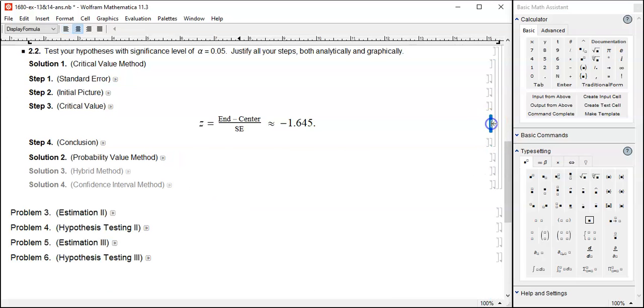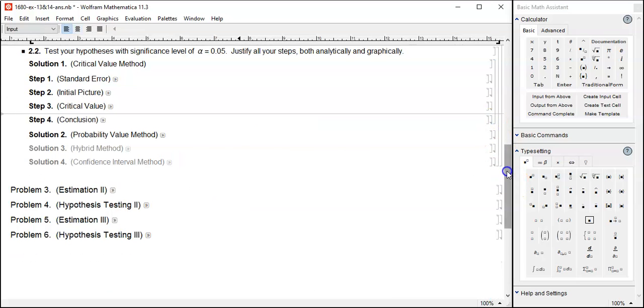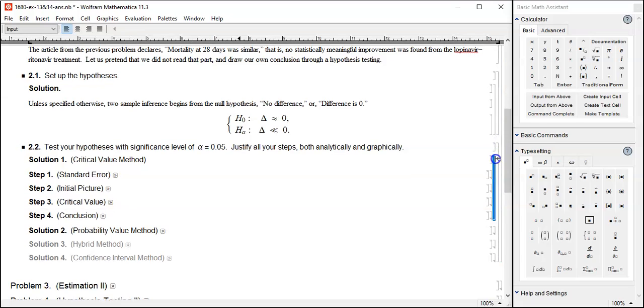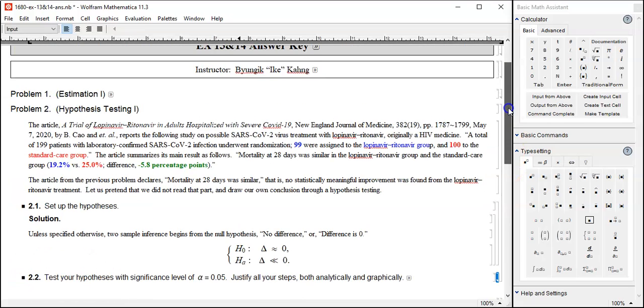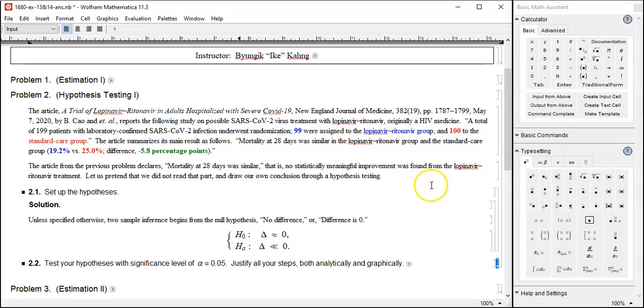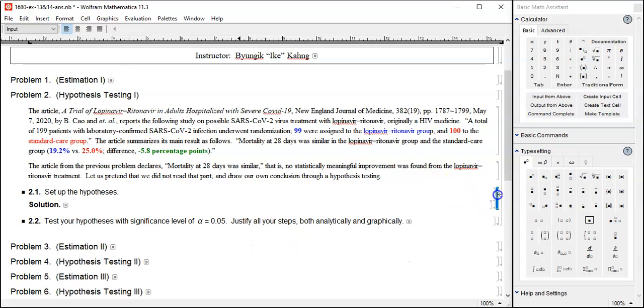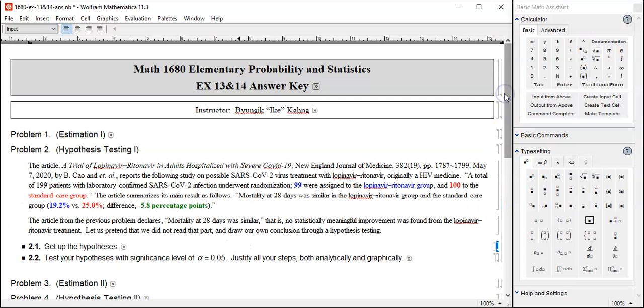And students used to score the highest if you use the critical value method. And I'd like to encourage you to do that. Okay, let's stop here, and I'm going to talk about the probability value method in a separate video.